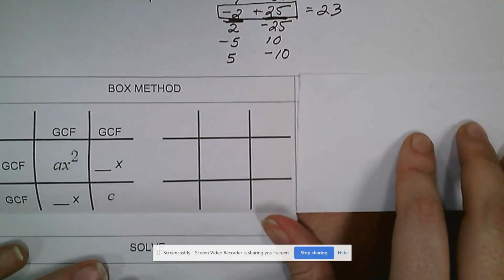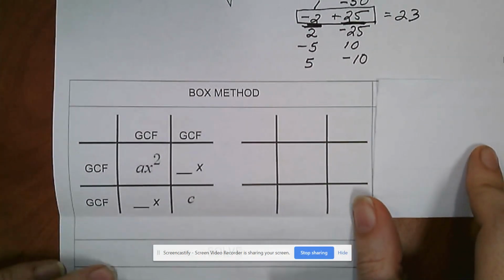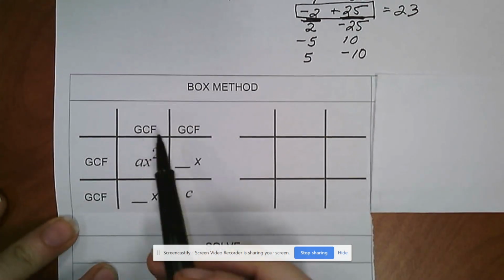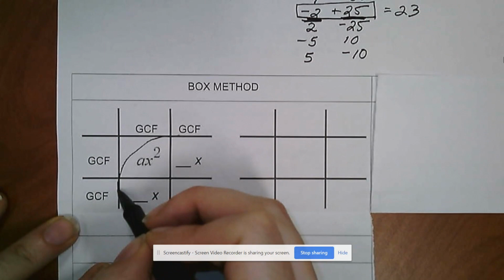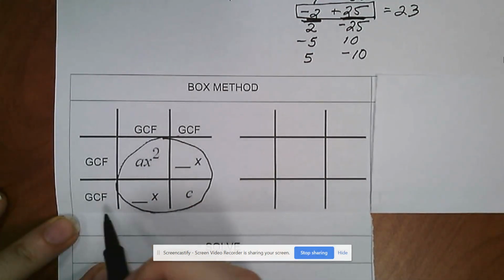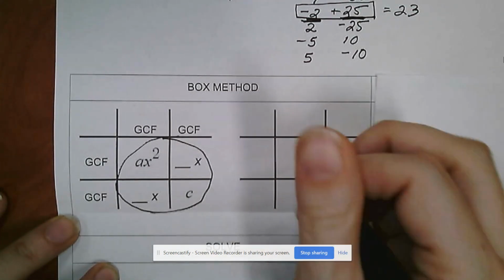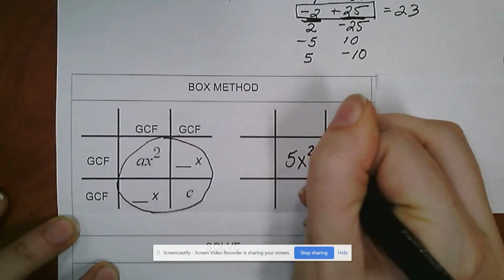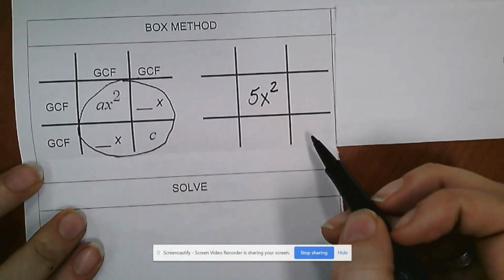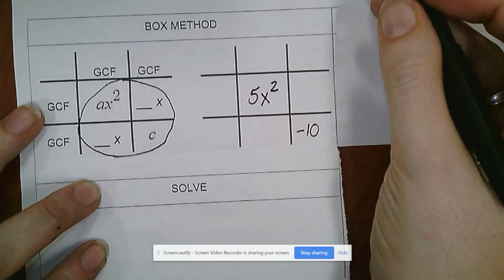So we're going to jump down here to box method. We're going to do this method first, and then we'll go on to factor by grouping. So this is always the setup of box method. You always start on the inside of the box, and we work our way out. And you'll see what I mean in a second. So this ax squared is always in the middle box, and our ax squared was 5x squared. I'm getting that from up here. And then in the bottom corner, I'm going to put the c, and our c was negative 10. And again, I'm just getting that from our original equation.